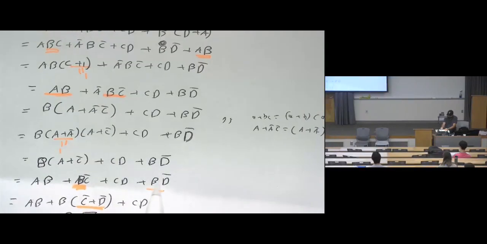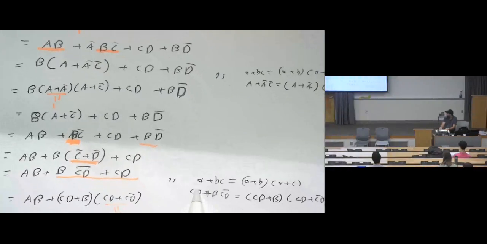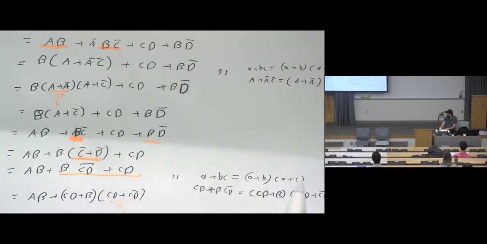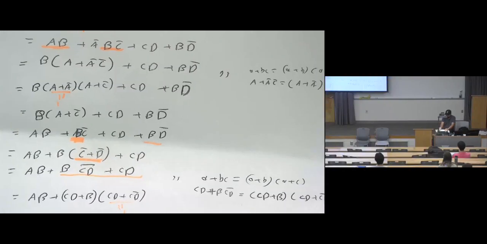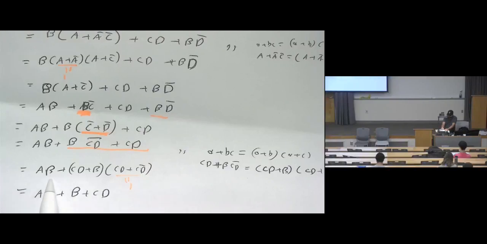Then take B as a common factor. It will be AB plus B times C bar plus D bar plus CD. Then we can apply A plus BC equals A plus B, A plus C. Then substitute this. We see that this formula, we are using this a lot. CD plus B bar CD will be CD plus B bar times CD plus C D bar. Then we will get this formula. Then CD plus C D bar is actually 1. Then after that, it will be AB plus B plus CD.